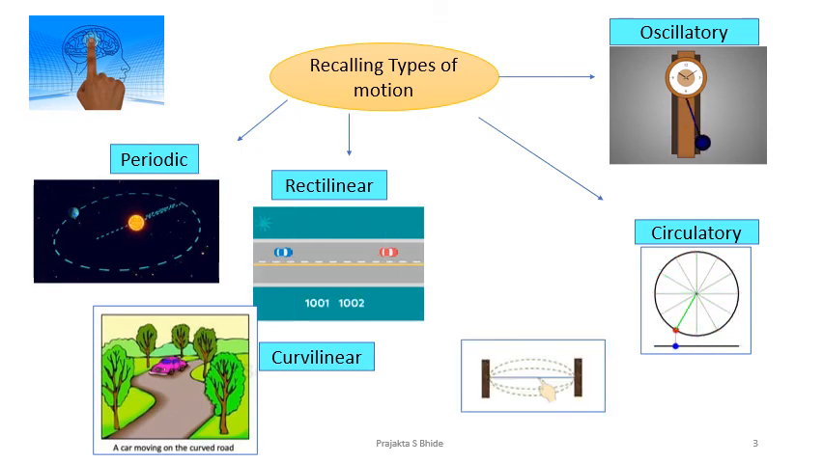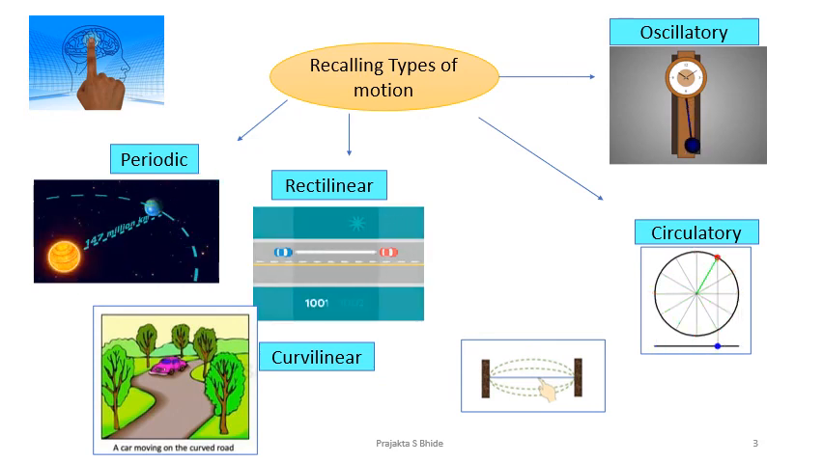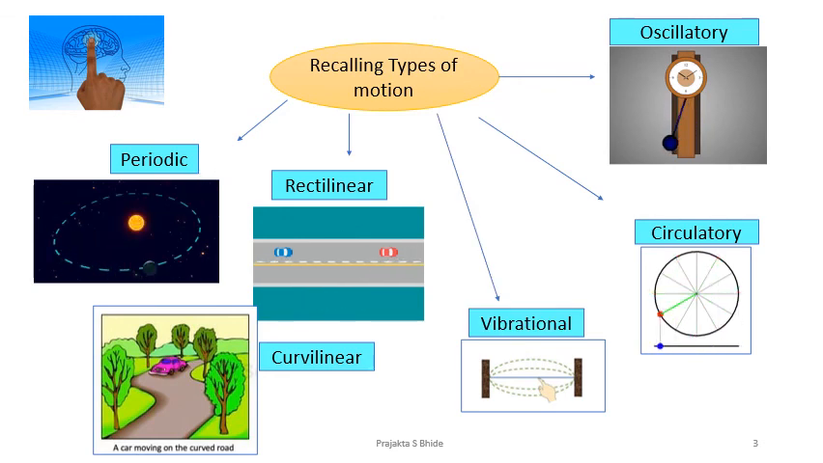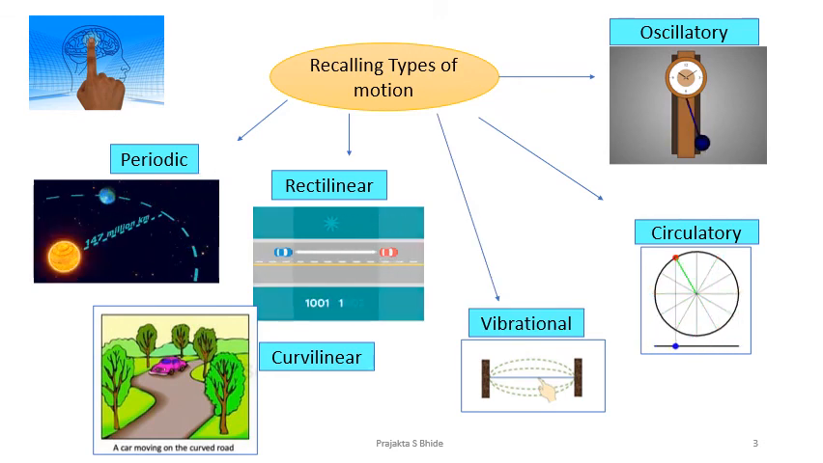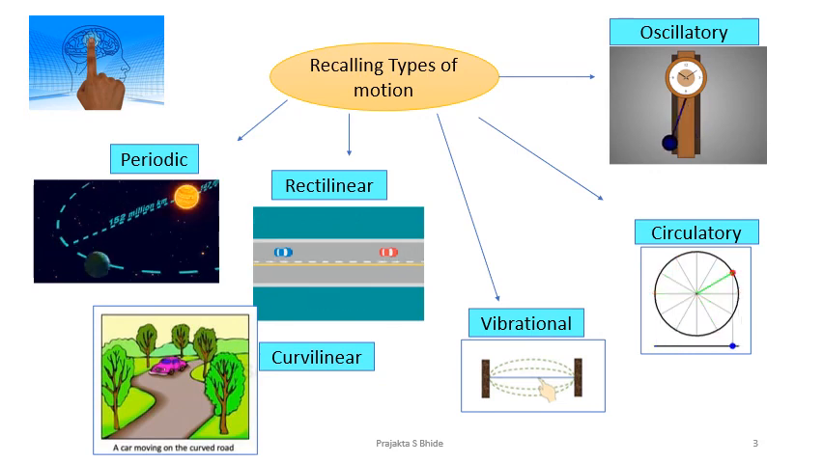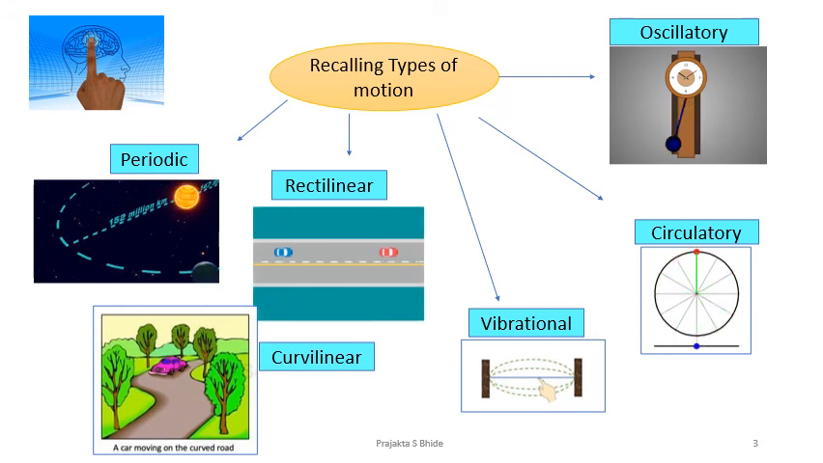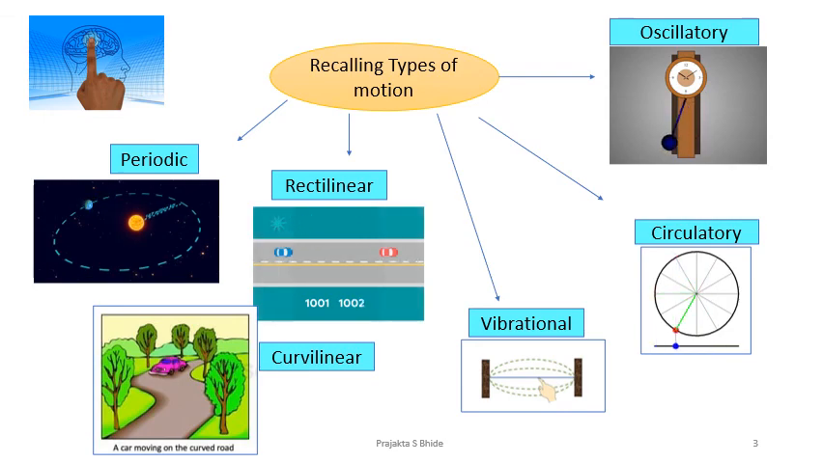What do you think this person is doing? There is a string which is attached. The person has plucked the string. The string is moving up and down. So it is vibrating, vibrational type of motion. Okay, so these are the broad categories of motion which you would have dealt with in your previous class. Now I want you to write down definitions for these quickly and give me two examples of each.